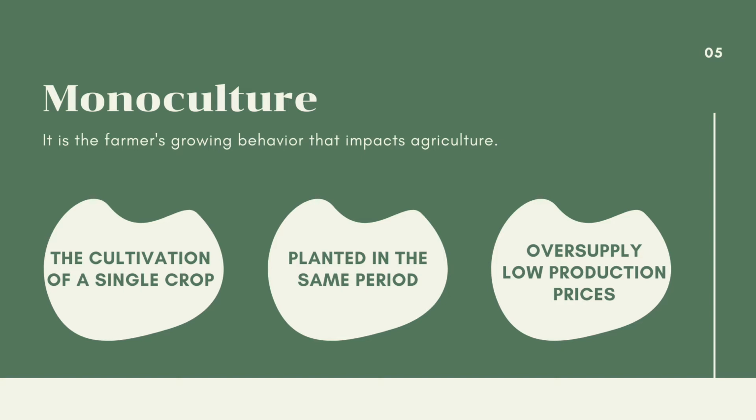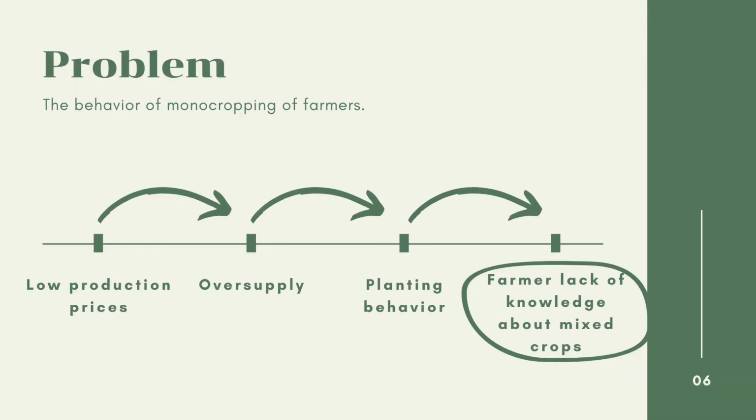Monoculture is growing a single plant, a farmer growing behavior that impacts agriculture. For example, oversupply and low production price result from monoculture, the cultivation of a single crop during the same period. When they are harvested, they are also exported to the market at the same time. When we go back to the problem, we found low production price caused by oversupply, and oversupply caused by planting behavior. And the last problem is that farmers lack knowledge about mixed crops. These are the loop of growing and selling agricultural products.